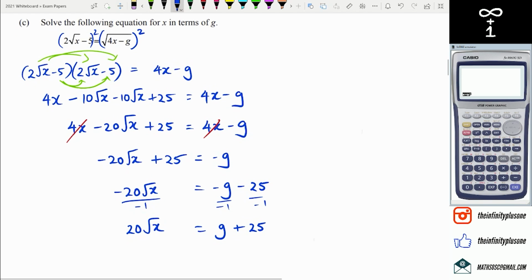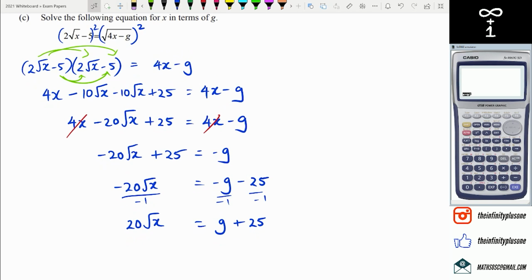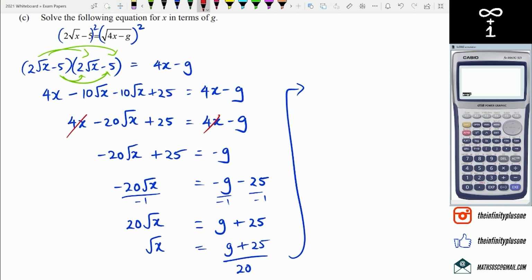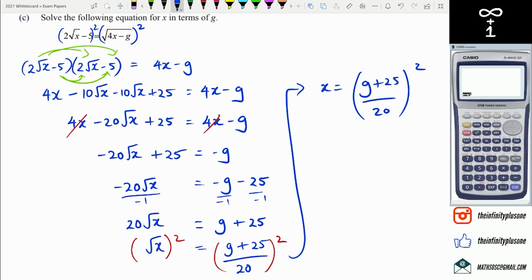Cool, still not done yet, because we want to write x by itself. So once again, we've got to square the whole thing. Now, as for the (g plus 25) squared, I'm not going to bother, I'm just going to leave it as it is. In fact, I'm not even going to do this yet. Let's get rid of the 20 first, just to make things easy for us. So I'm going to rewrite this as square root of x equals (g plus 25) divided by 20. And now I can square both sides, because then it's so much easier, because square root of x squared is just x. And as for the right-hand side, I'm going to get (g plus 25 over 20), and the whole thing is squared.